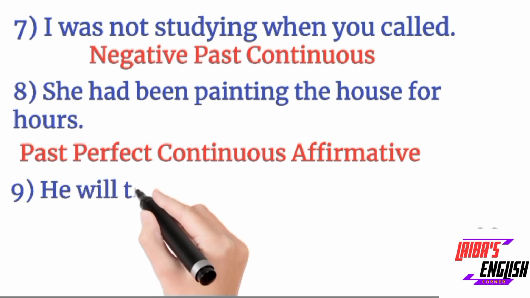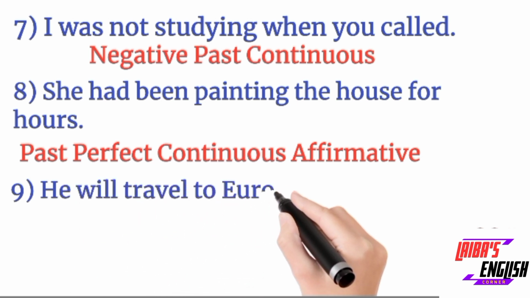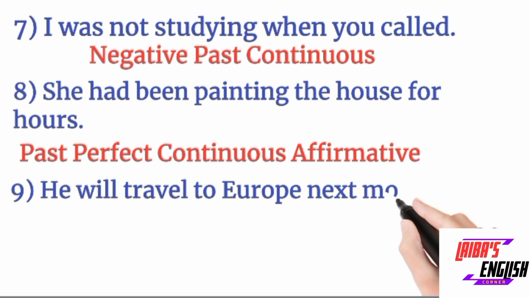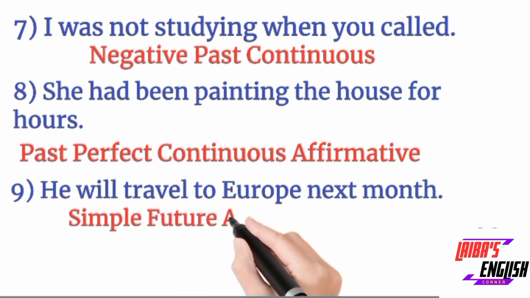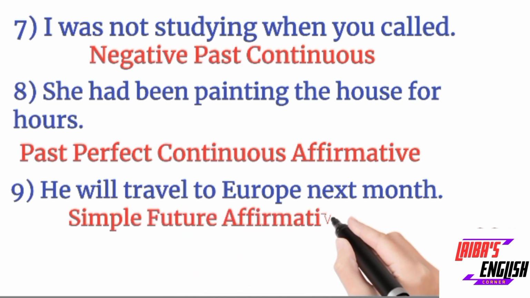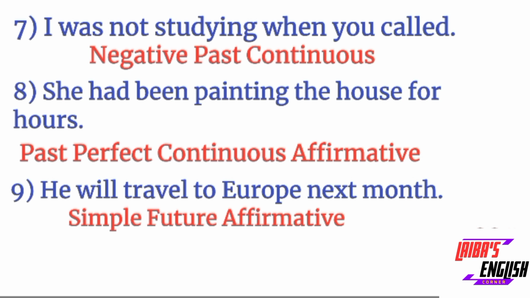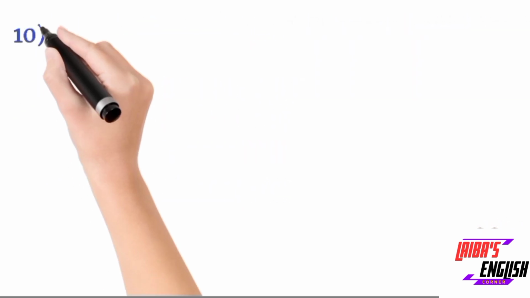Ninth example is: he will travel to Europe next month. So here will is used as a helping verb. So will is a helping verb of future tense. So it is simple future tense and in simple future tense it is affirmative. It is not negative or interrogative. So I am sure that you are coming up with the right answers. Just pause the video, think your answer and then resume and match your answer.